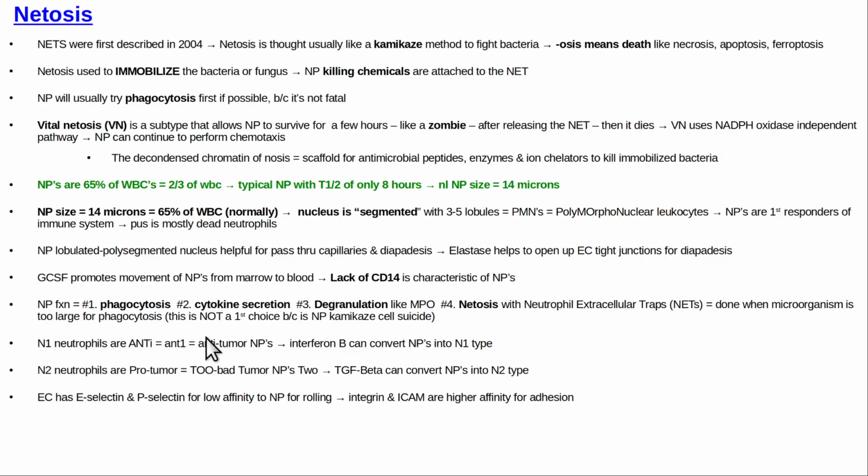What else do we want to know about it? Like, what are the 4 things a neutrophil can do? It could phagocytize a bacteria, and that means eat it. It could release cytokine chemicals. It could degranulate, like we talked about, and release MPO, or it could commit NETosis.